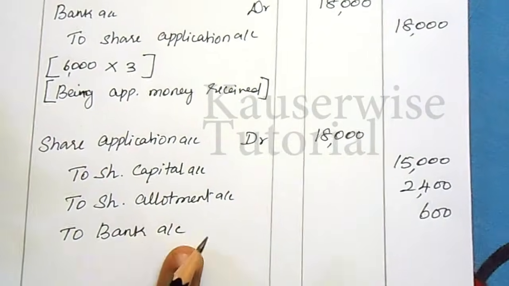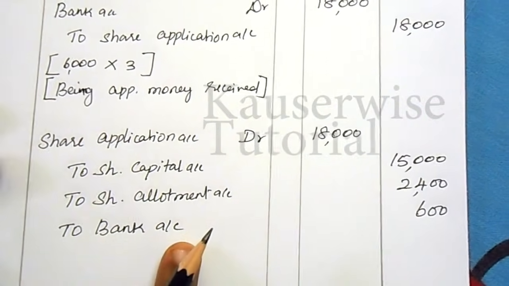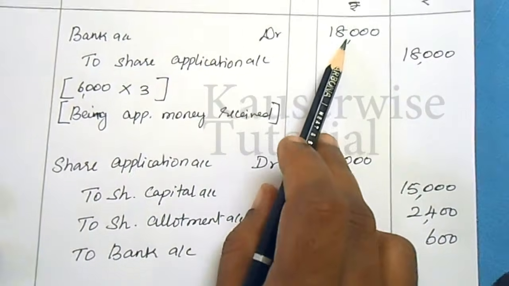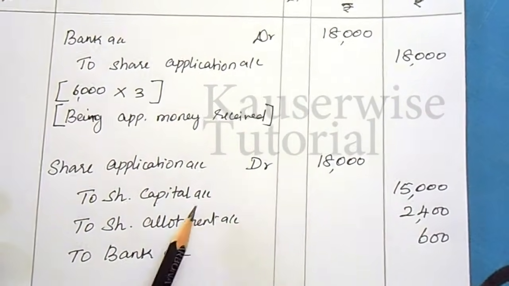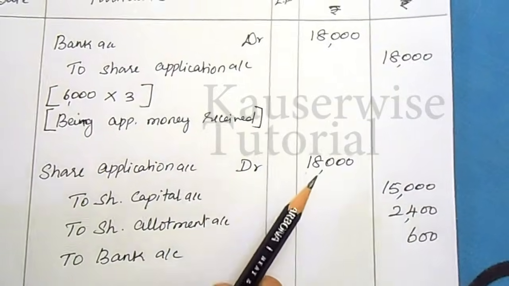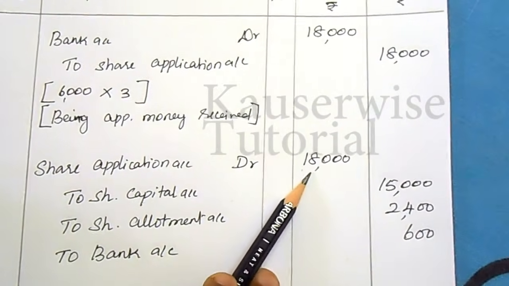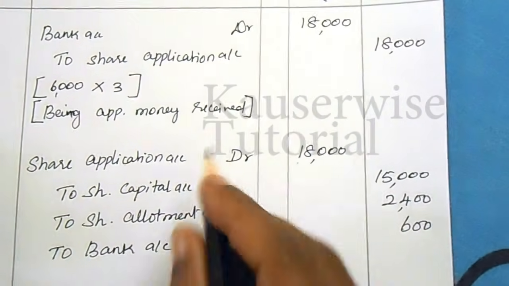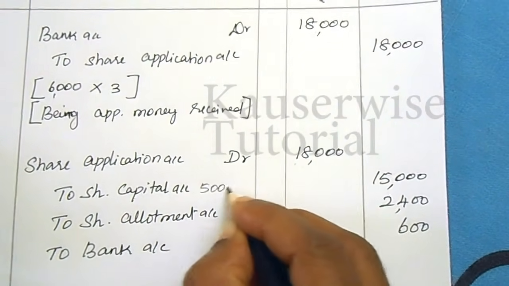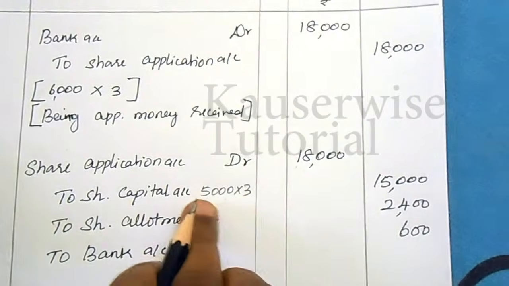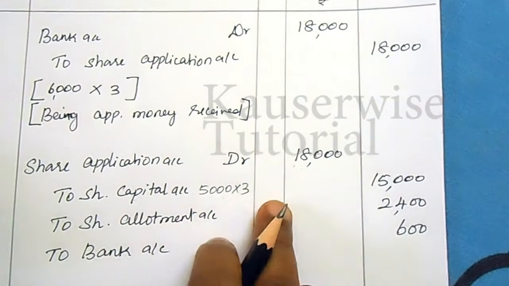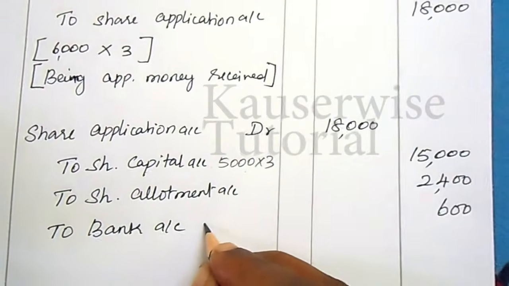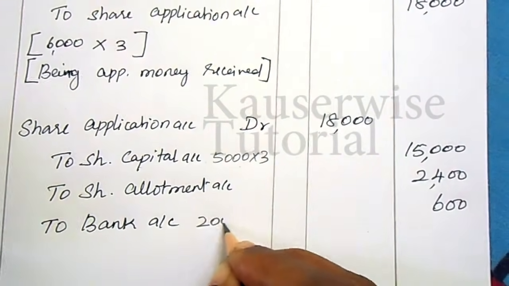This is the combined entry. Okay. So usually, when it is a normal problem, we transfer the entire 18,000 to share capital. But here, over subscription, the company offered only 5,000 shares. You can transfer only 5,000 shares' money into share capital, that is 5,000 into 3 rupees per share. The remaining 1,000 shares are there, no. In that, 200 shares were rejected.